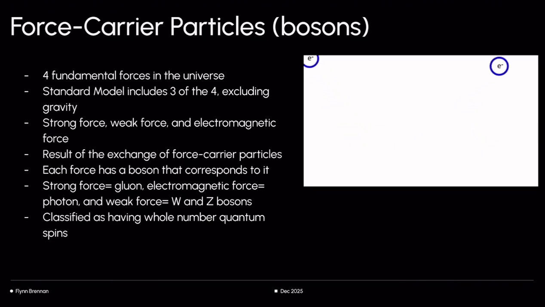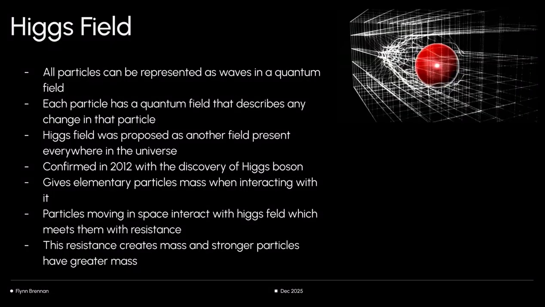So next is the Higgs field. The chart on the right shows 2 electrons transferring a force carrier particle to one another and then changing directions. So next is the Higgs field.